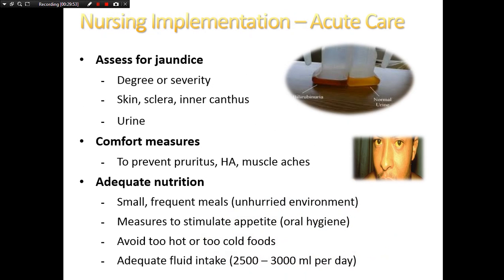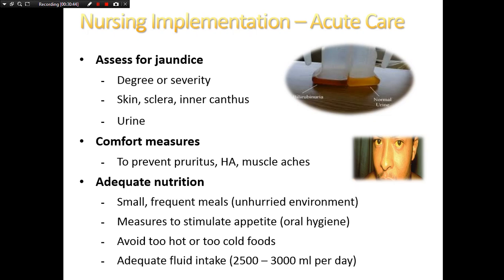So in the acute phase, we're going to be looking for indications of jaundice, where we have a decrease in the conjugation of our bilirubin and a decrease of bile out into the common bile duct. So we're going to assess the degree of severity. We're going to look at the skin, the sclera, the inner canthus, maybe some of the soles of the feet or the palms. The urine: is it tea colored and kind of frothy? And our stools: are they clay or tan colored? So some of the comfort measures we might be thinking of are to prevent pruritus or to at least treat it. Headache, muscle aches: we might be considering more natural homeopathic remedies versus Tylenol, NSAIDs, aspirin.